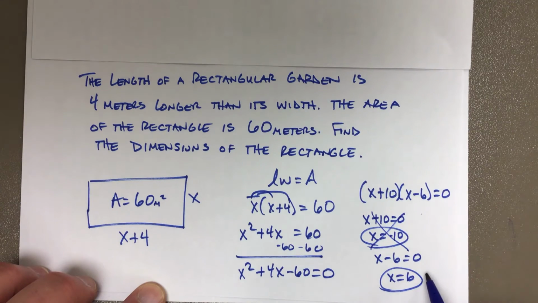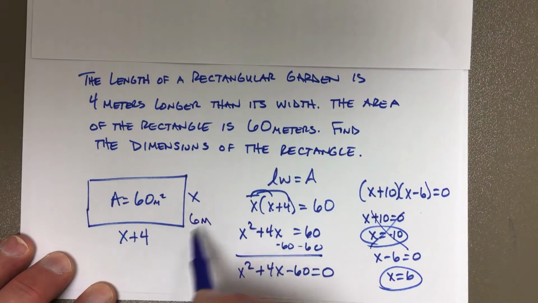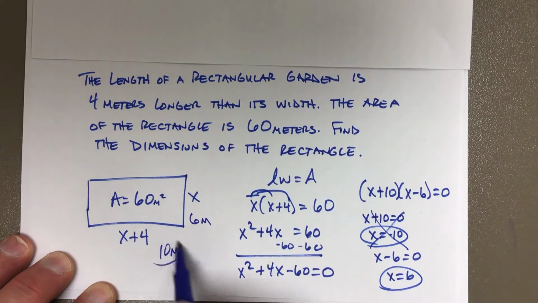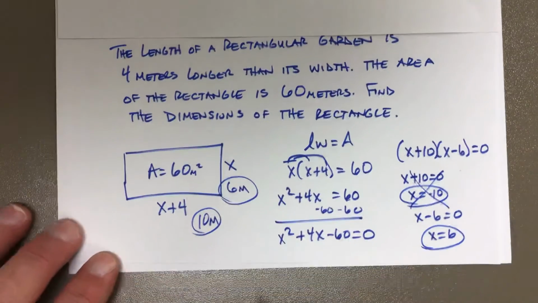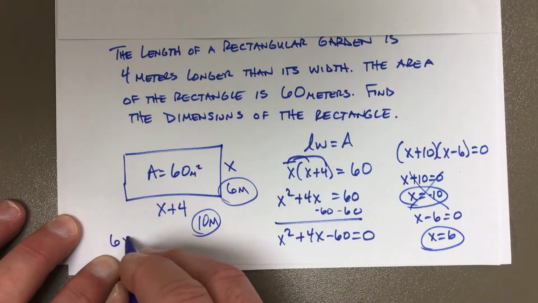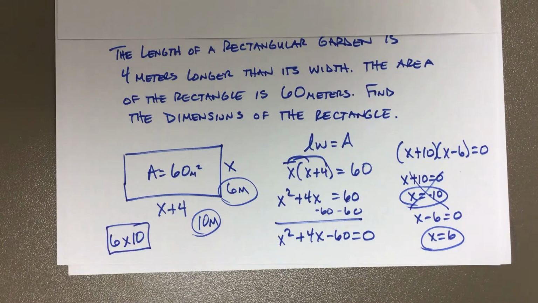So the answer is 6. So this would be 6 meters, and this would be 10 meters. That's the answer if they want the dimensions. Another way you could say it is a 6 by 10, right? That would be another way to say it.